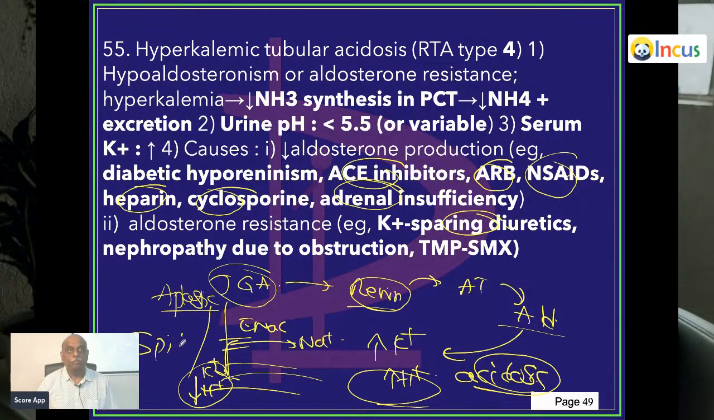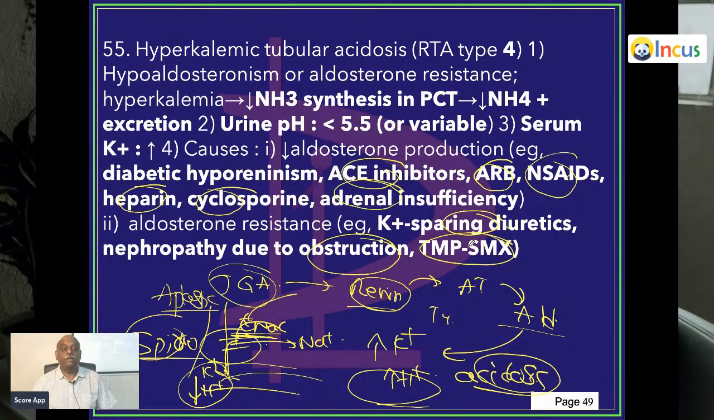Similarly, if you are giving potassium-sparing diuretics like spironolactone, which antagonize the aldosterone receptor. Spironolactone is a potassium-sparing diuretic. Why? When the mineralocorticoid aldosterone needs to act on the epithelial sodium channel, spironolactone prevents it from acting on the receptor. Because of that, the aldosterone cannot work. That leads to hypoaldosteronism. Anything that leads to hypoaldosteronism leads to a type 4 RTA type of situation. Any nephropathy with obstruction, or trimethoprim-sulfamethoxazole, they also create aldosterone receptor level resistance and lead to the development of hyperkalemic renal tubular acidosis, is what you need to emphatically remember.